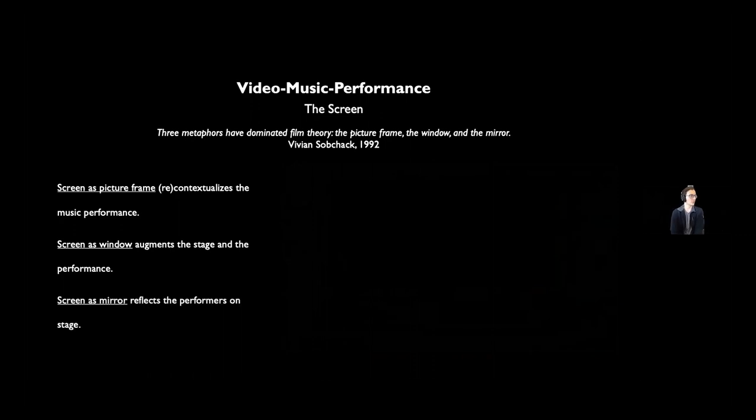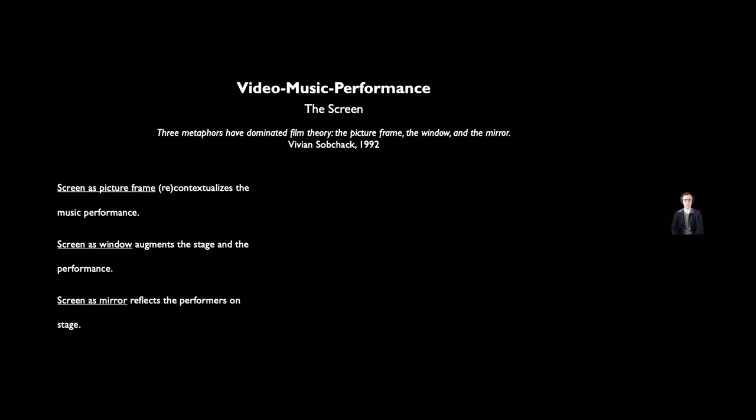Lastly, screen as mirror reflects the performance on stage. And among the works that I've studied, this is the most widespread and effective solution for the video integration. This reflection is literal or figurative of music performance or any aspect of it onto the screen.